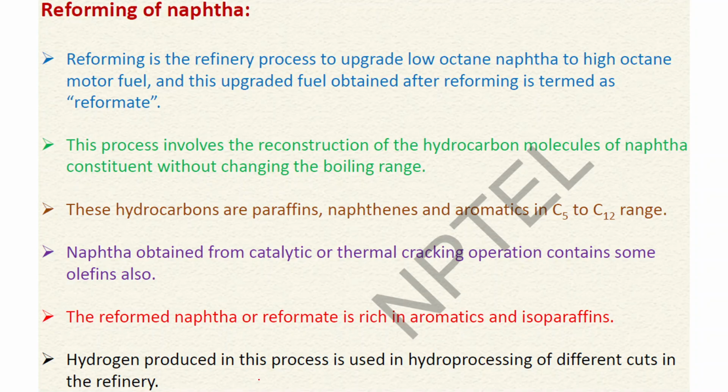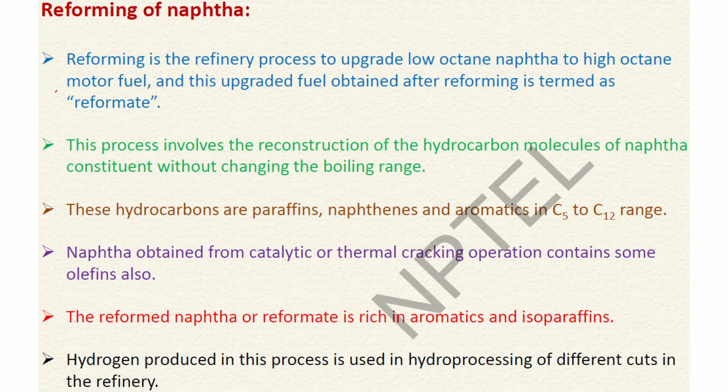Coming on to reforming. This is another term, reforming of naphtha. As I told, the naphtha consists of various components. They may be good for gasoline production, they may be bad as well. So what is the main requirement for a good gasoline? It should have a good octane number. So what happens if the quality of naphtha is not up to the mark? We need to enhance the octane number of that naphtha.